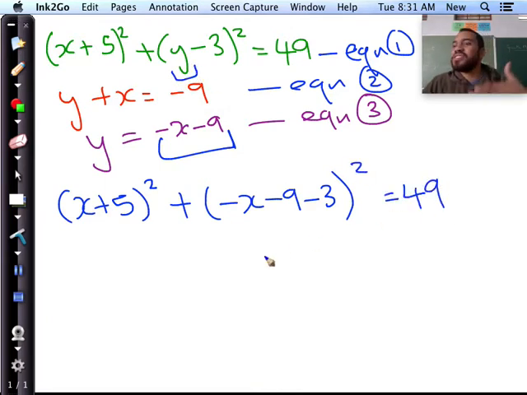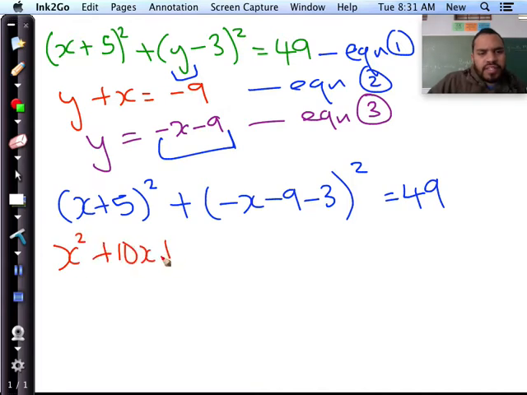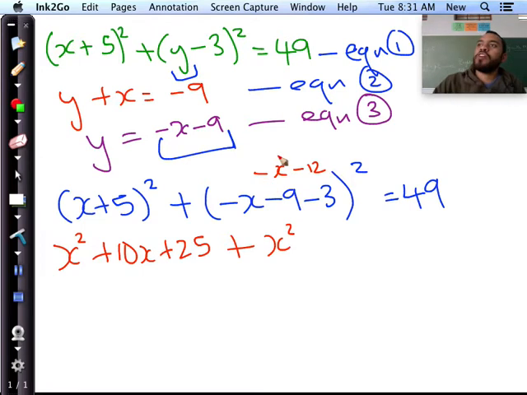The rest of this is just solve for the variable x. So how do we do this? This here is going to be x squared plus 10x plus 25, plus, what's this going to look like? Minus x, this obviously simplifies to minus x minus 12. Now, when we square that out, that's going to be positive x squared, and then it's going to be minus 12 times minus x, which is going to be positive 12x. And then we need to double that, so that's going to be plus 24x.